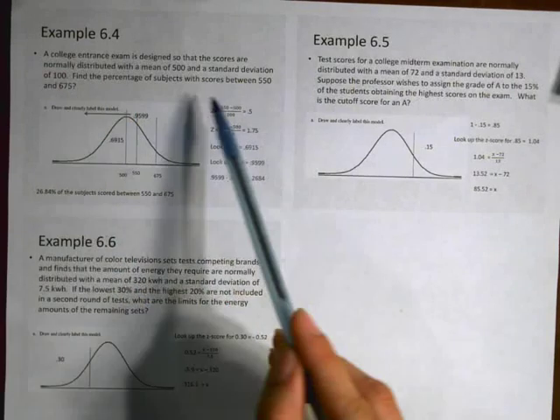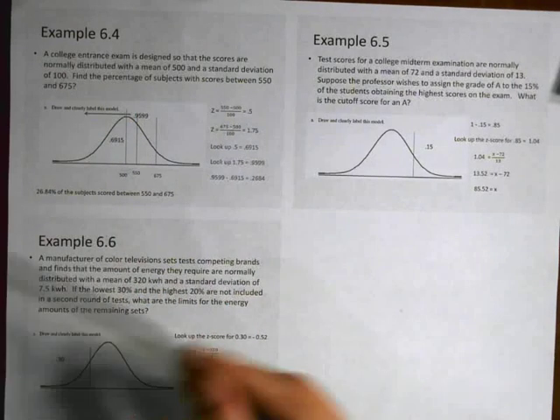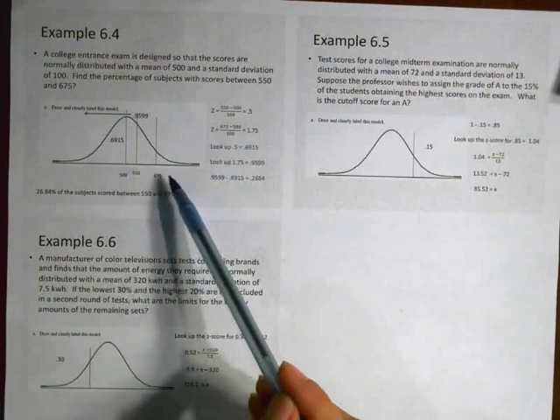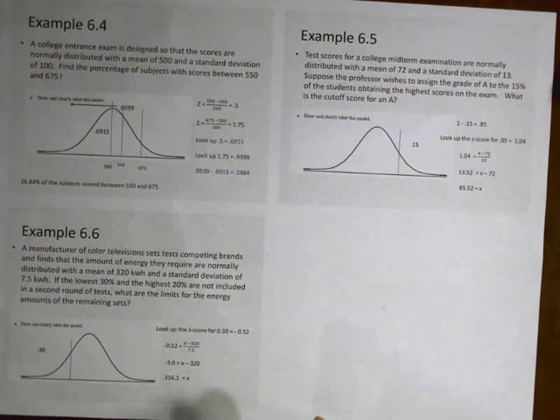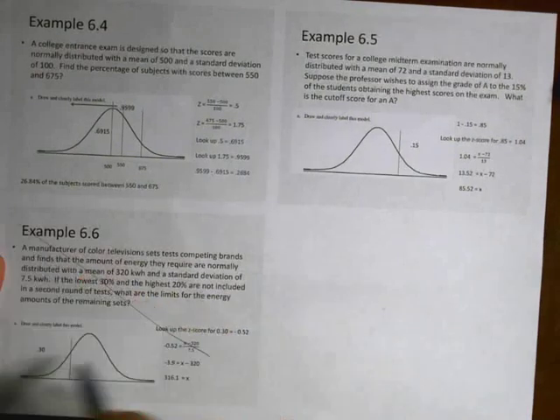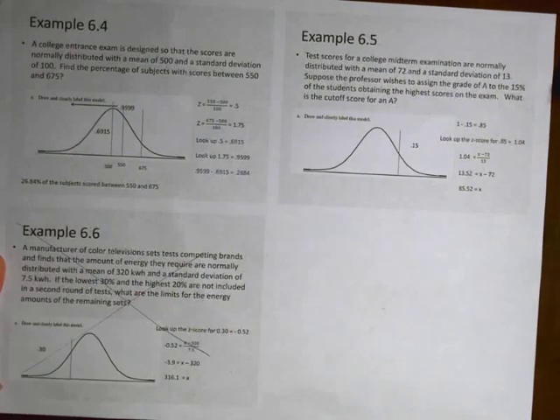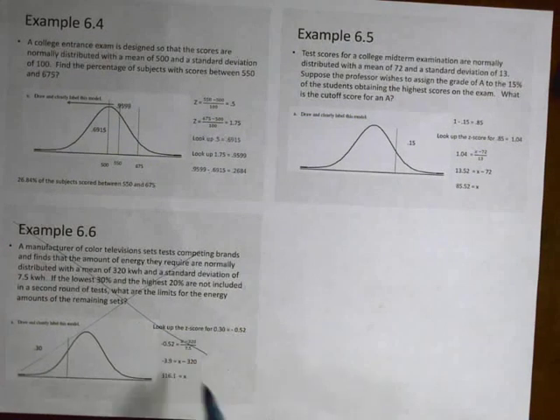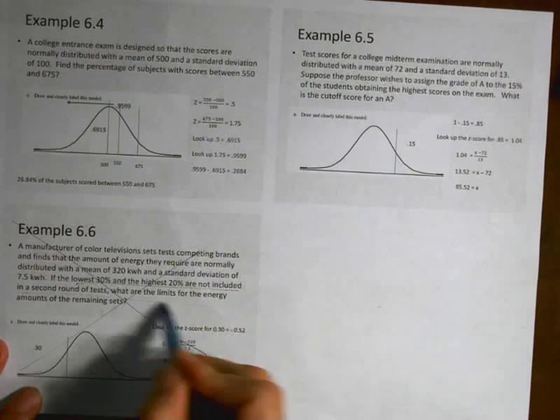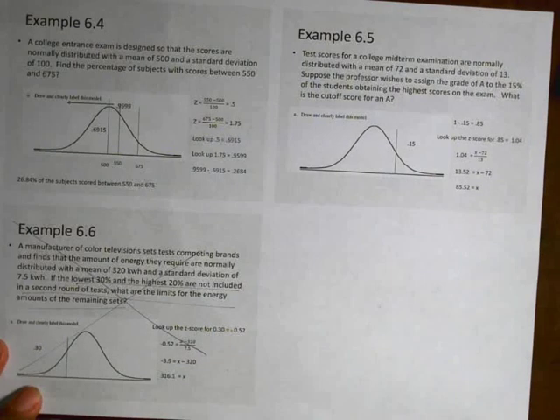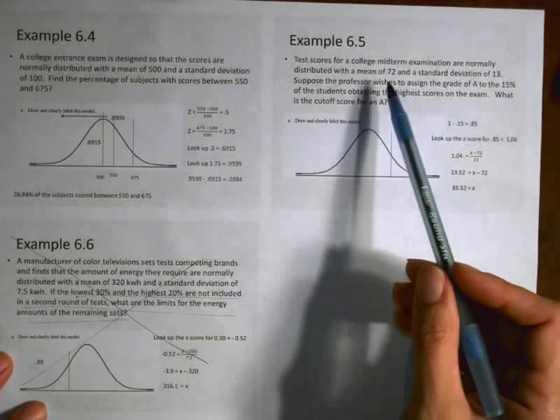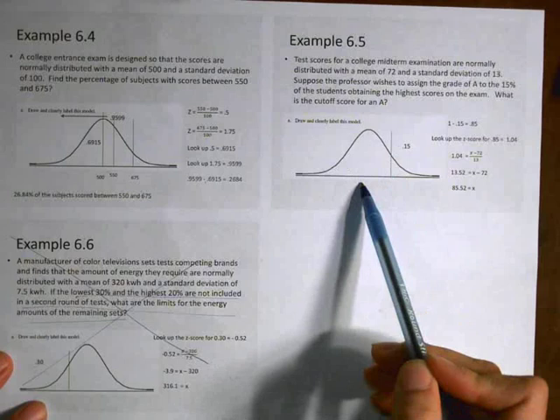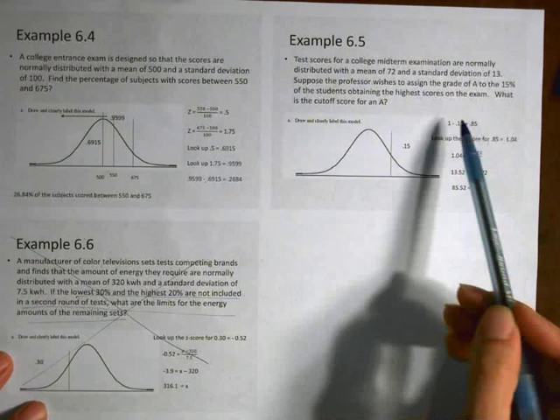So here's one: a college entrance exam is designed so the scores are normally distributed with a mean of 500 and a standard deviation of 100. Find the percent of subjects with scores between 550 and 675. So you're taking this and turning the numbers into z-scores and then finding the probability between two numbers. And actually, I'll get rid of this one because that one won't be on the test. It is a just fine question, but this sort of eliminating the lowest and highest percents is not specifically the format of the questions on the quiz.